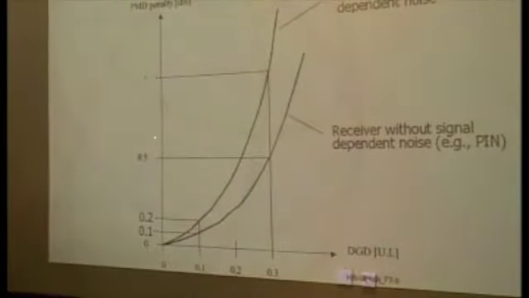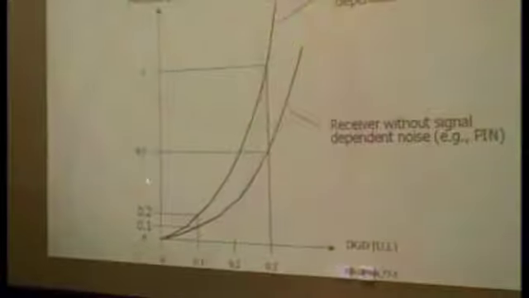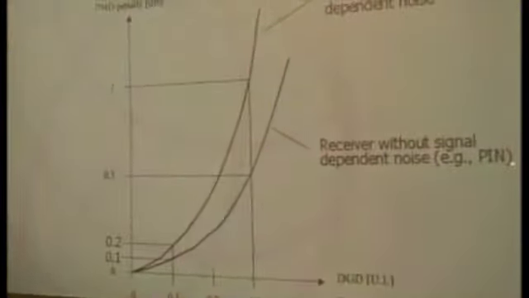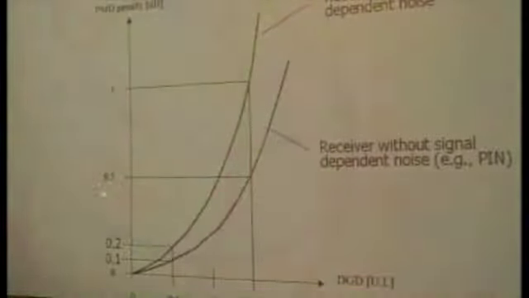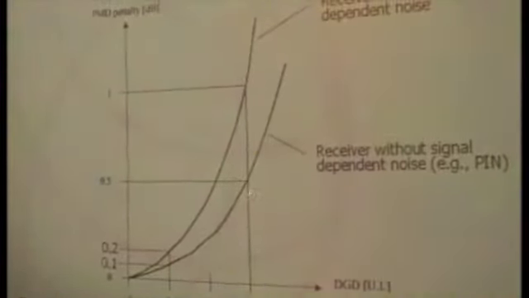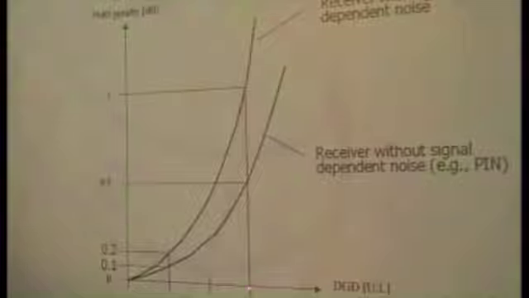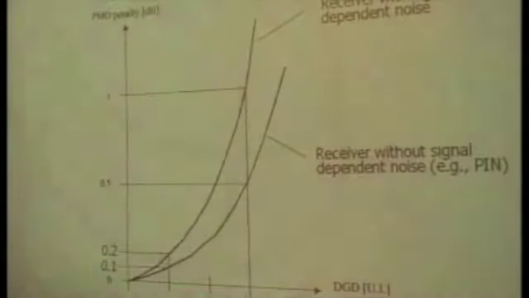But anyway, this means that for the receiver without signal-dependent noise, there is a 0.5 dB penalty for 0.3 time slots of the signal path. And for example, a 0.1 time slot difference gives a 0.1 or 0.2 dB penalty for the signal quality.